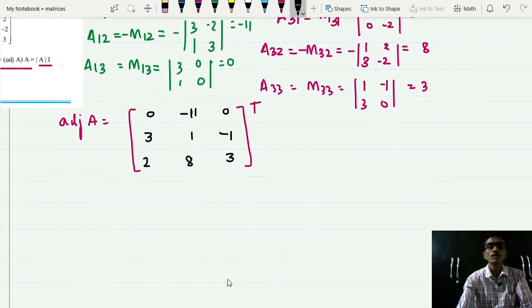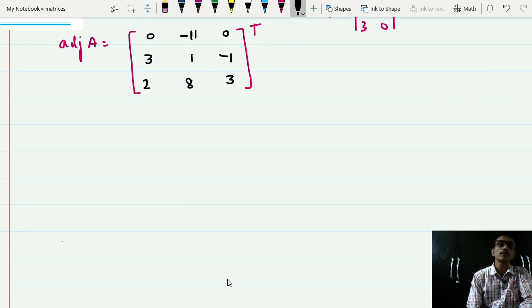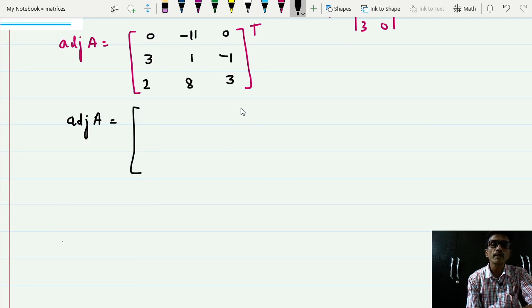So this is the matrix of cofactors of the elements. The adjoint of A will be the transpose of this. We interchange all rows and columns. 0 -11 0, 3 1 -1, 2 8 3.